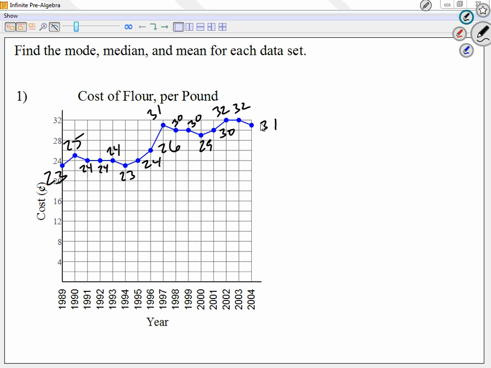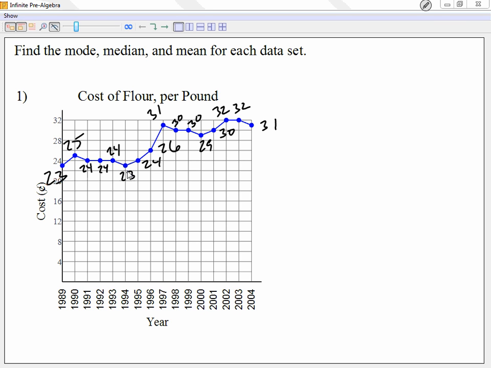You had a question? How did I know what? How did I know it was 23? See how it's in the middle of the square? It didn't go all the way to the bottom. It's halfway there. I know a square is 2, so halfway it's 1. So that's why it's 23.